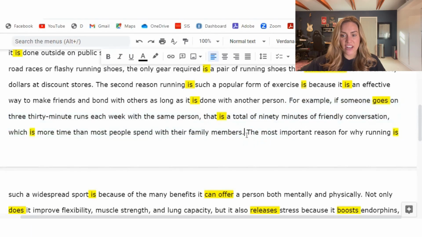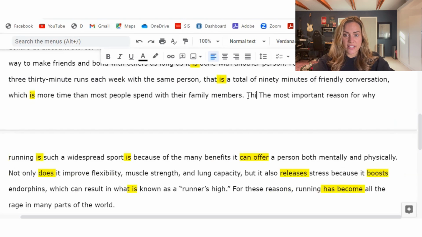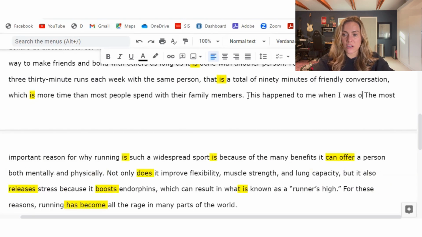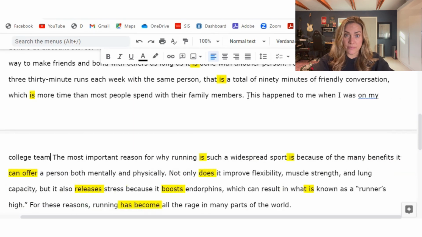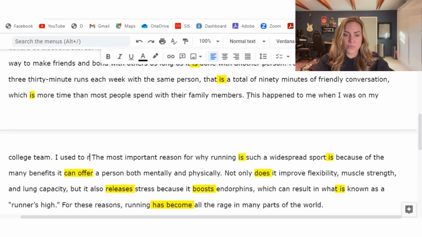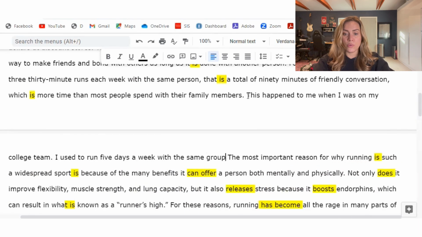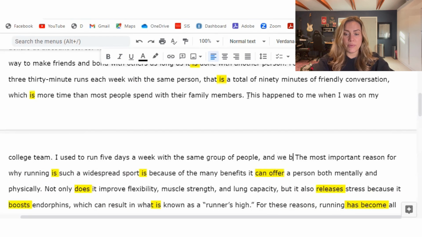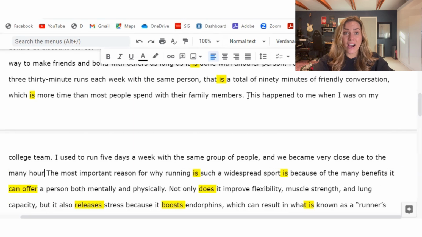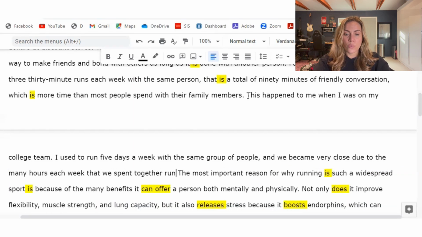Okay, I'm going to add another example. And I'll say, this happened to me when I was on my college team. Okay, I used to run 5 days a week with the same group of people, and we became very close due to the many hours each week that we spent together running.